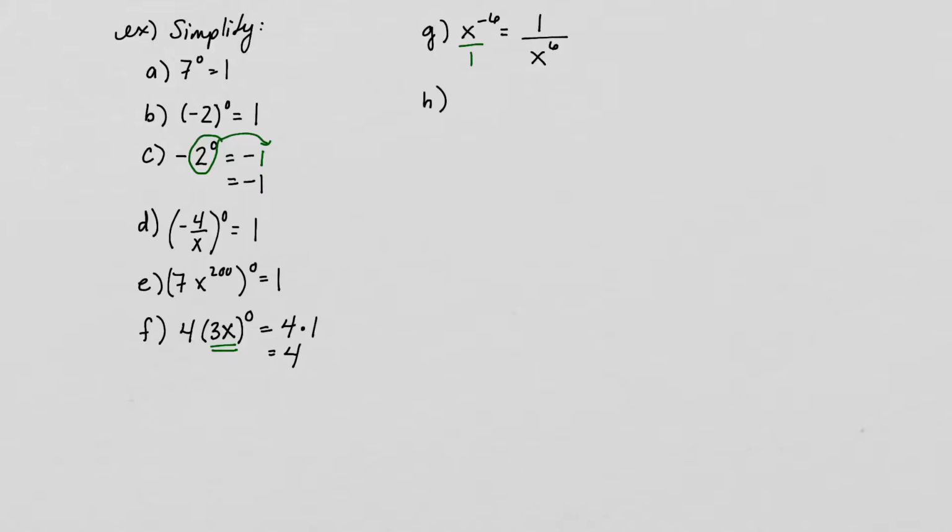Let's try another one. So what about 7a to the negative 11? Again, think of this as a fraction over 1, and notice the 7 doesn't have anything negative attached to it. This negative 11 is only attached to the a, it's not attached to the 7. So the 7 is going to stay on the top, and the a to the negative 11th is going to move to the other side and become a to the 11th.